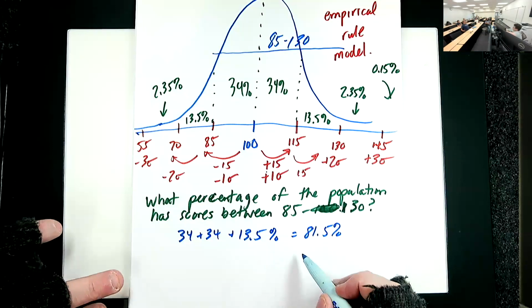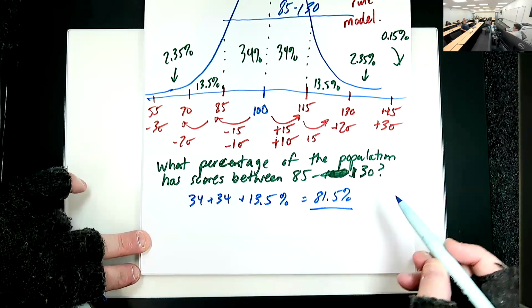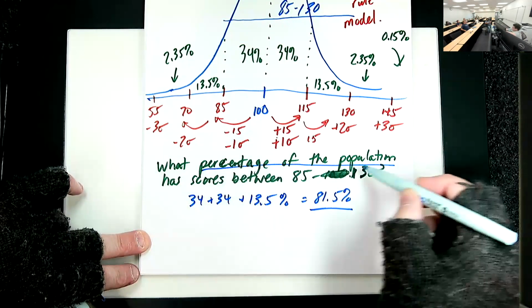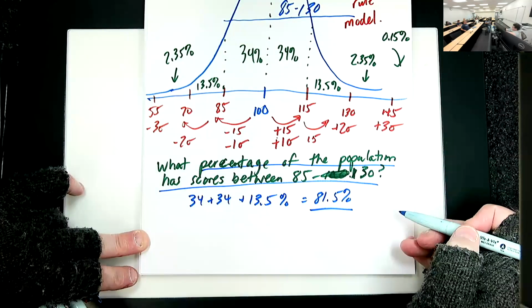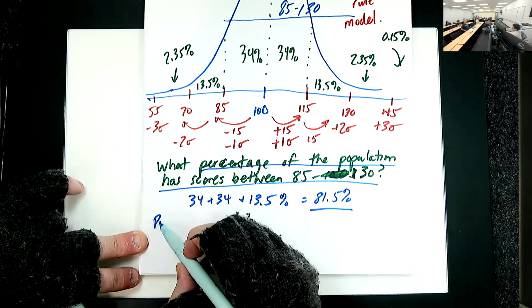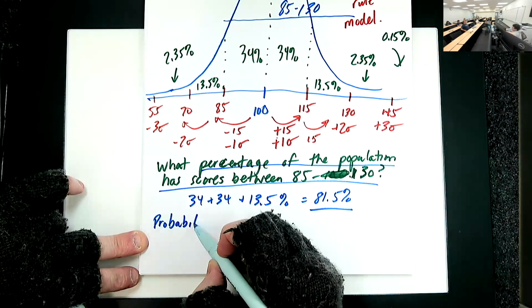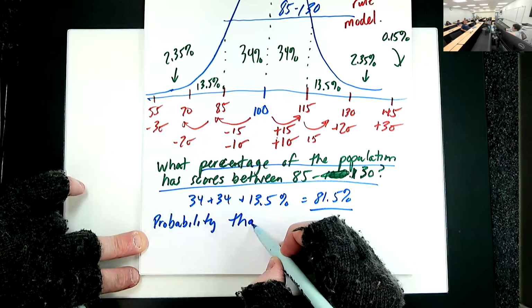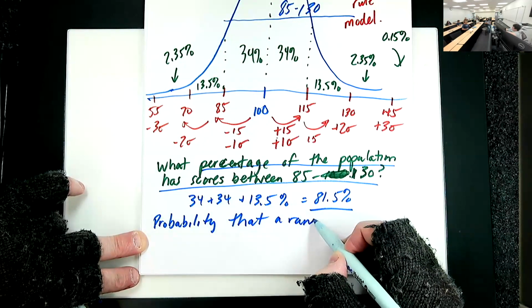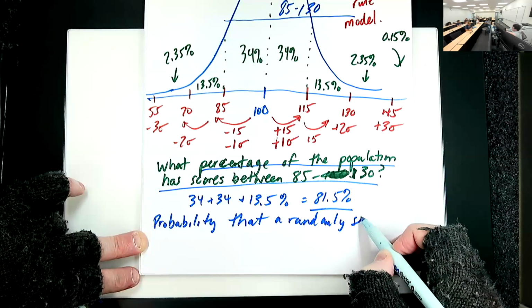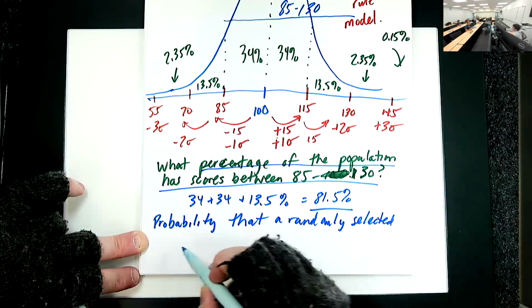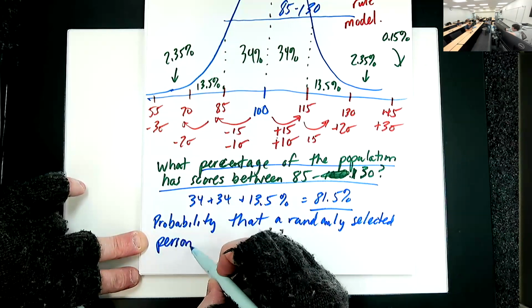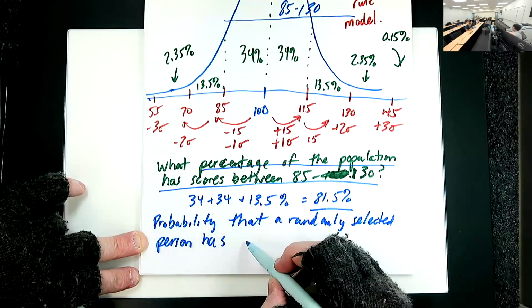So this 81.5% is two things. It's the percentage of the population that has those scores. It's also the probability that a randomly selected person has an IQ between 85 and 130.